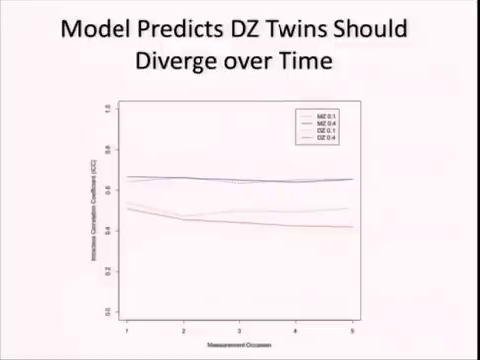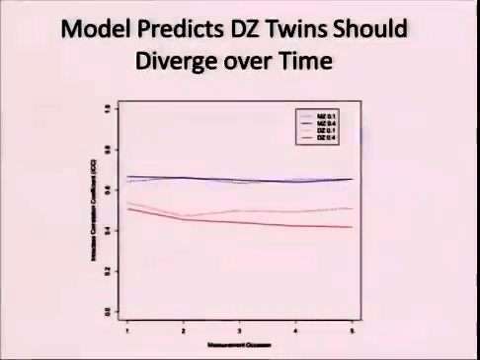Now, what are some of the predictions of this model? The model predicts, and this is based on simulated data, that DZ twins should diverge over time. So it predicts that the answer to the question I asked at the beginning, does heritability go up because identical twins get more similar or because fraternal twins get less similar, ought to be, according to the model, that fraternal twins get less similar, they diverge.